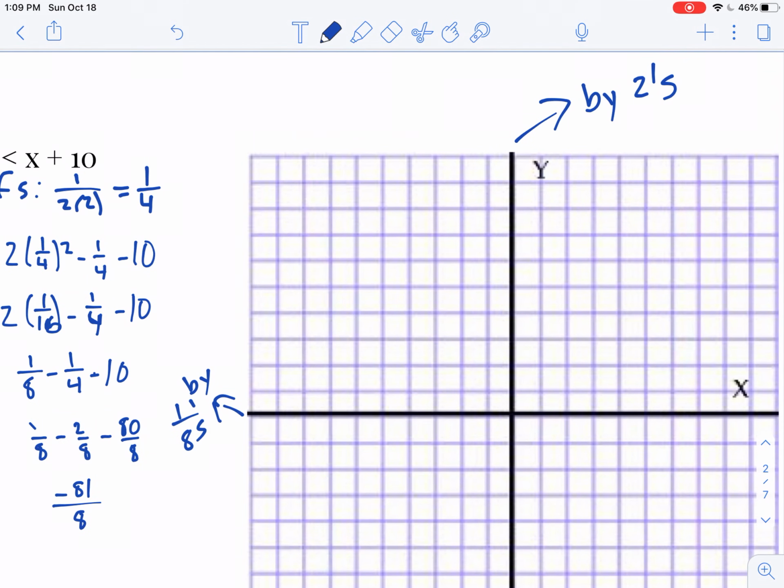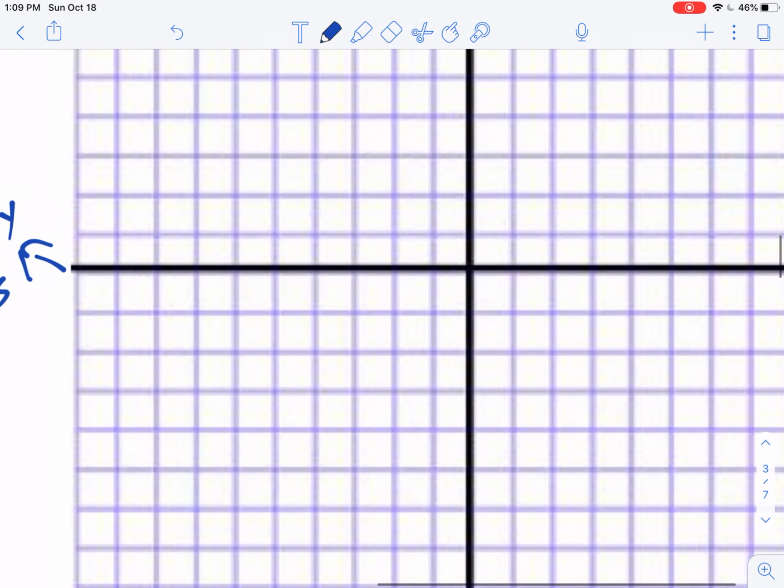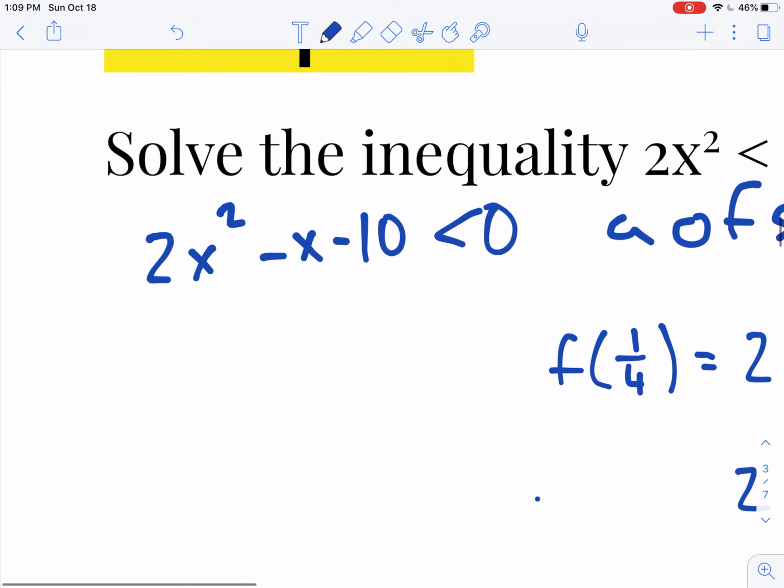So I'm going to go ahead and plot 1/4, negative 81/8, which would just be a little bit past 5. 1, 2, 3, 4, 5. So this would be where my vertex is based on the scaling of this graph. I'm counting my x's by 1/8 and my y's by 2's. Next thing I need to do is try to figure out where my x-intercepts are.